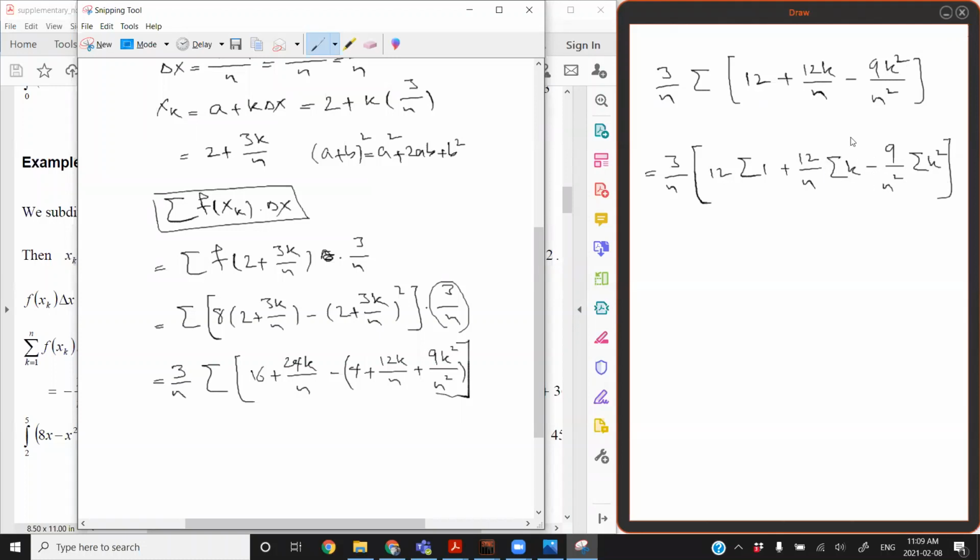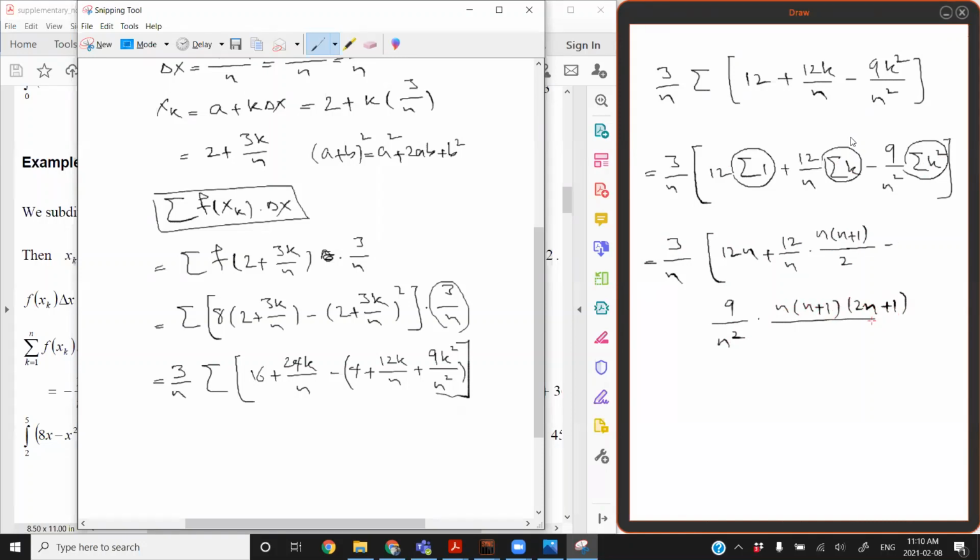Now this, I have a formula for this. I also have a formula for this. And this is simply going to be n, because I'm adding 1 to itself n times. So 3 over n is going to be 12n plus 12 over n. This part is n plus 1 over 2 minus 9 over n squared times. This part is n times n plus 1 times 2n plus 1 over 6.